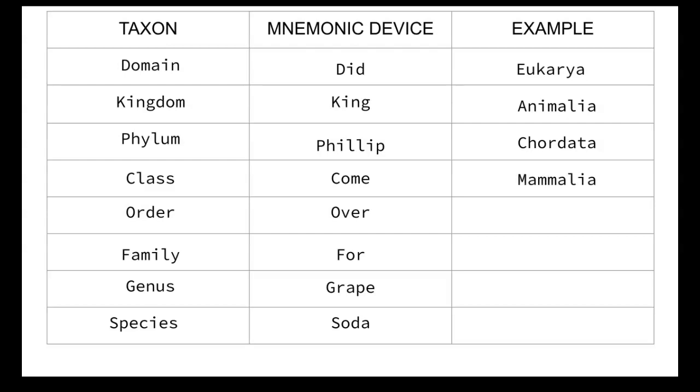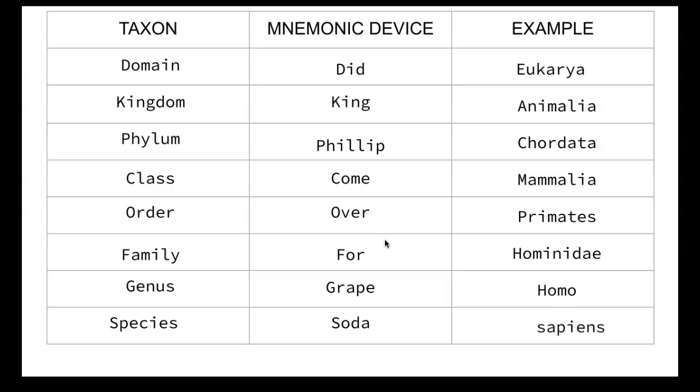So then our class: we are mammals, so we're in the class Mammalia. Our order: we are in the grouping Primates, based on similar structures to primates. And then we're in the family Hominidae. And then our genus and species name is Homo sapiens.